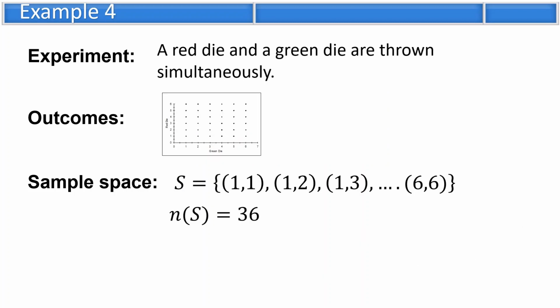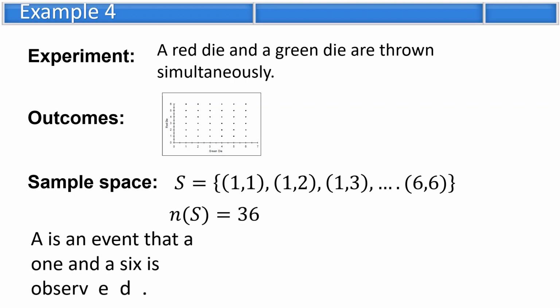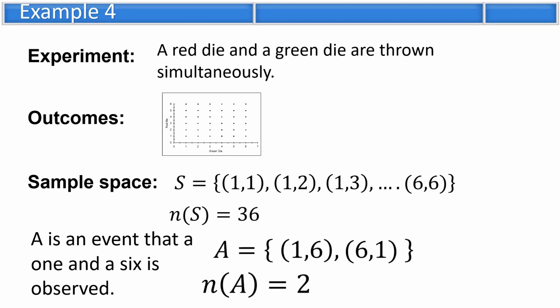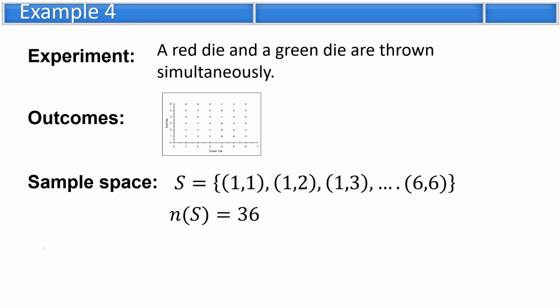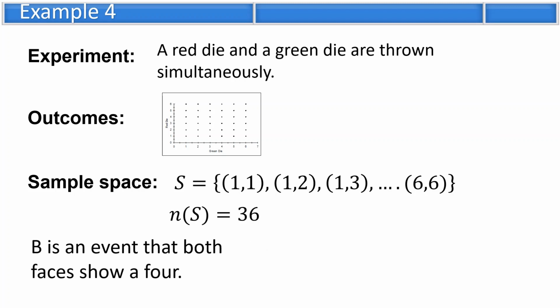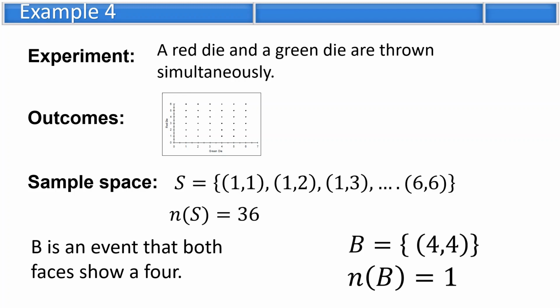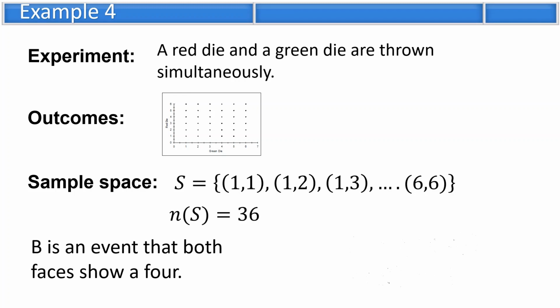Example 4. A red die and a green die are thrown simultaneously. A is an event that a 1 and a 6 is observed. N of A is 2. Probability that a 1 and a 6 is observed, P of A, equals 2 over 36. B is an event that both faces show a 4. N of B is 1. Probability that both faces show a 4, P of B, is 1 over 36.